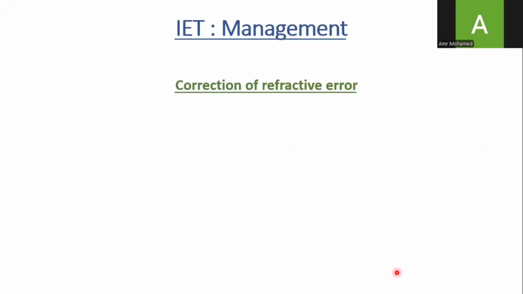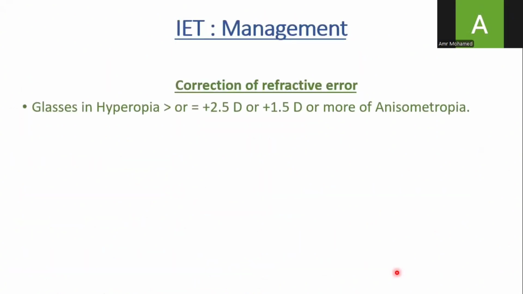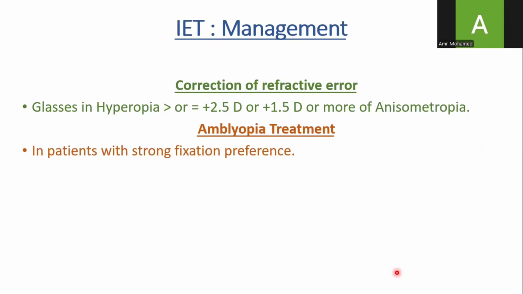Coming to the management, correction of refractive error, if we have hyperopia more than or equal to plus 2.5 diopters, or if the patient is having anisometropia of 1 to 1.5 diopters or more, in such cases we usually start by giving the glasses and then re-evaluate the patient after 4 to 6 weeks. Also, amblyopia treatment is extremely important before any surgical intervention. So in patients with strong fixation preference, we start doing patching for the preferred eye, and we will do the surgery once the patient is having alternate fixation.